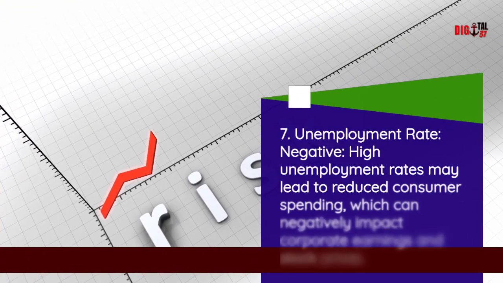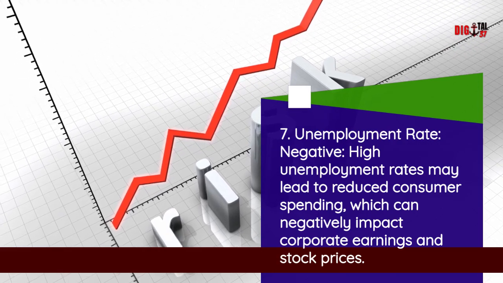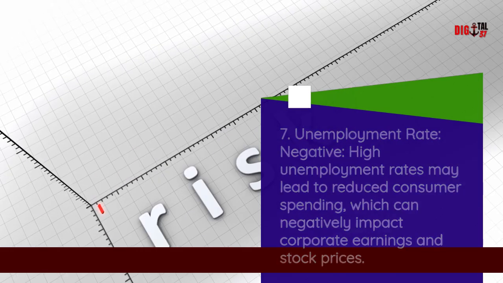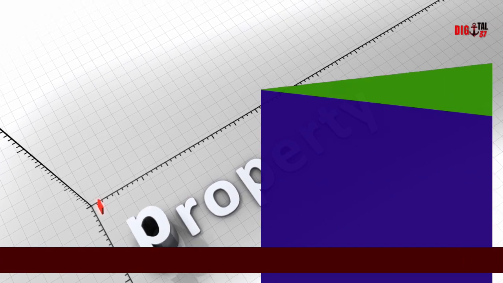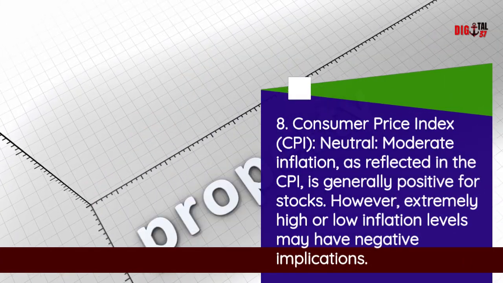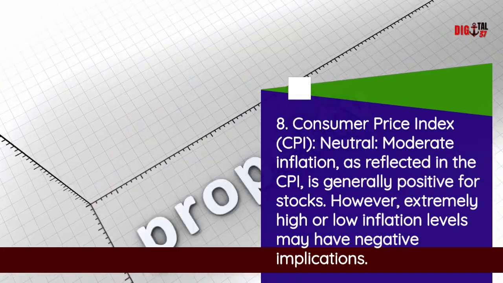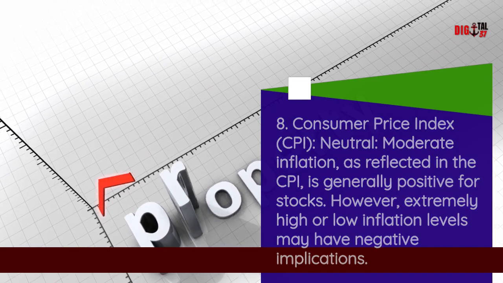7. Unemployment rate: negative. High unemployment rates may lead to reduced consumer spending, which can negatively impact corporate earnings and stock prices. 8. Consumer Price Index, CPI: neutral. Moderate inflation, as reflected in the CPI, is generally positive for stocks. However, extremely high or low inflation levels may have negative implications.